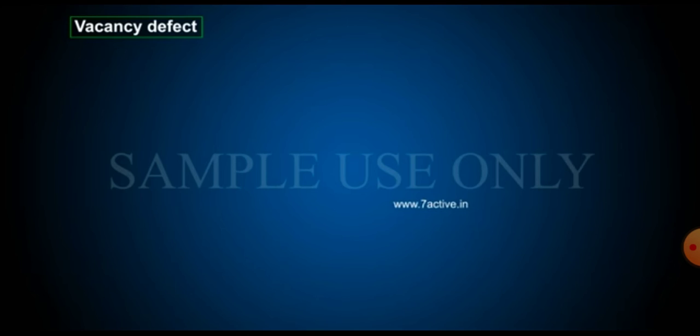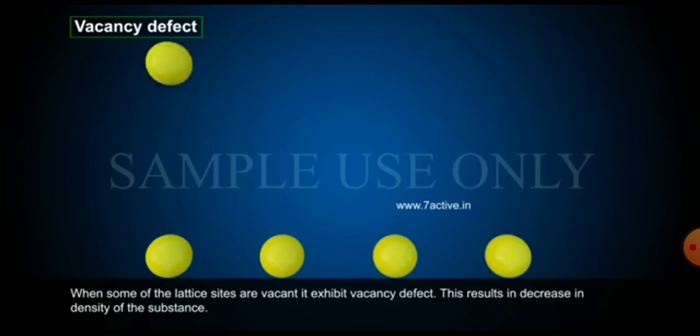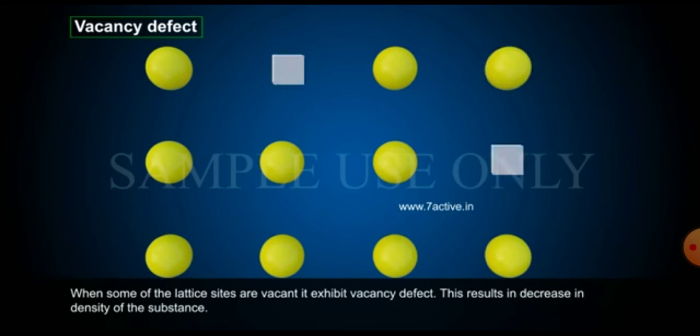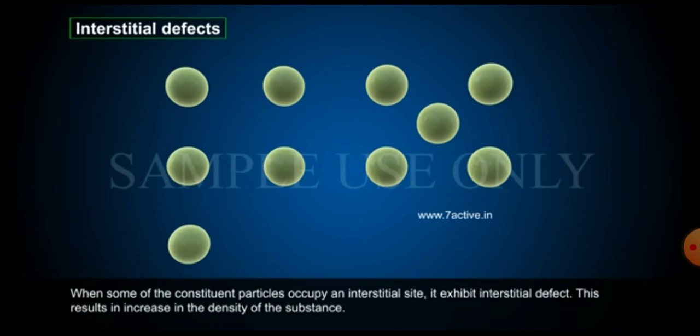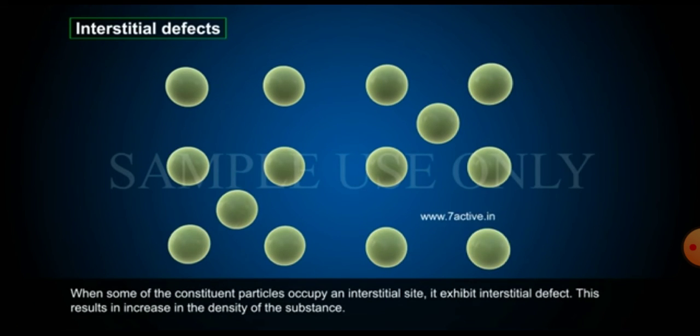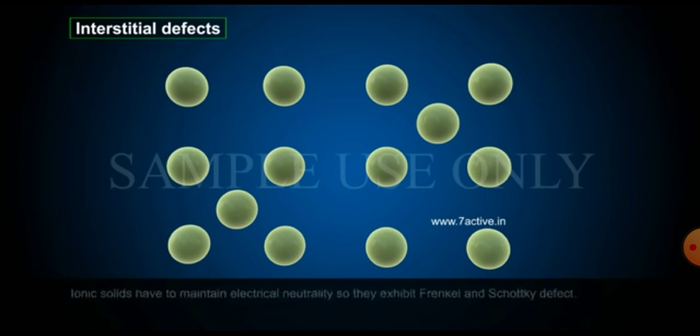Vacancy defect. When some of the lattice sites are vacant, it exhibits vacancy defect. This results in a decrease in density of the substance. Interstitial defects. When some of the constituent particles occupy an interstitial site, it exhibits interstitial defect. This results in an increase in the density of the substance.